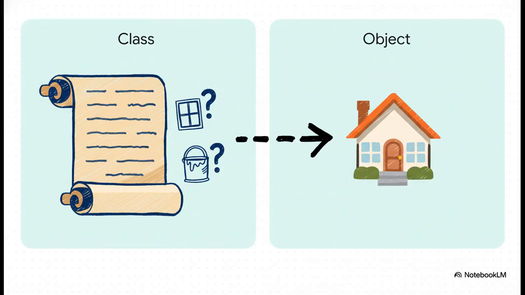Okay, this slide makes it super clear. Over on the left, you've got the house class. That's the generic blueprint. It just says that a house can have a color and a number of windows. But on the right, you see a real, actual object, my house, that was built from that blueprint. It has a specific color, white, and exactly 2 windows. See the difference? The class is the idea, the object is the reality.